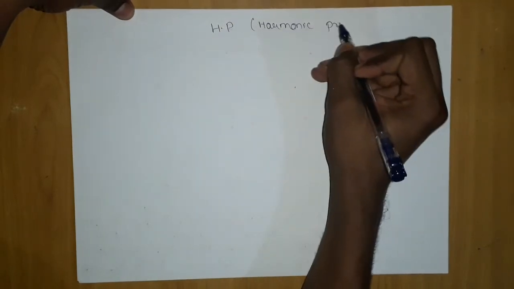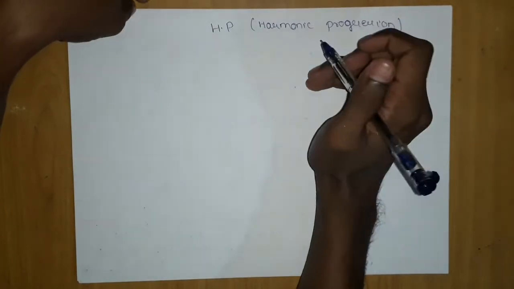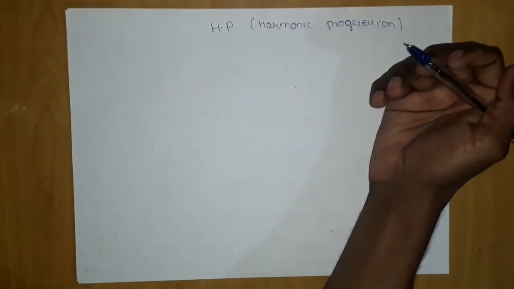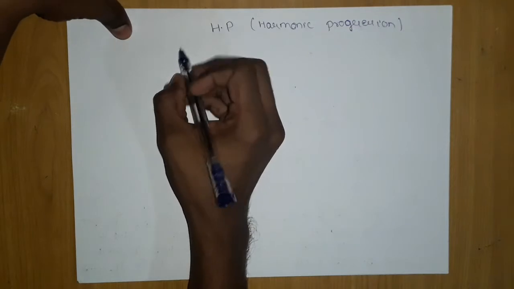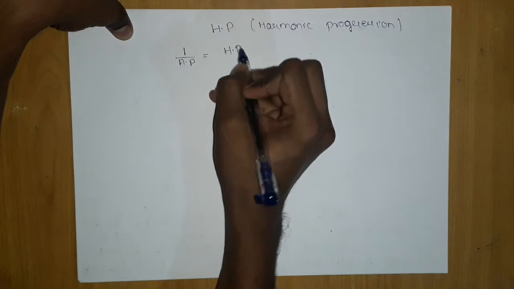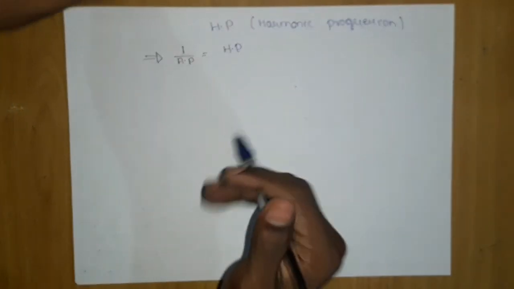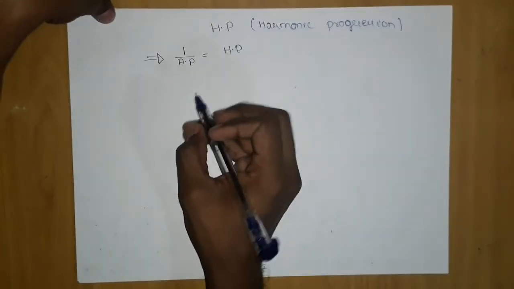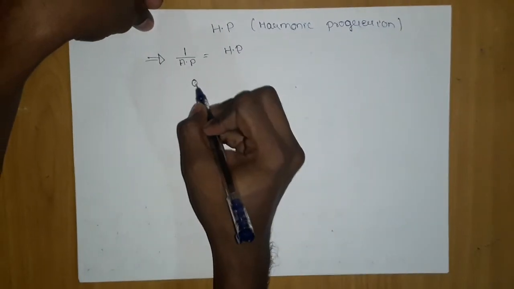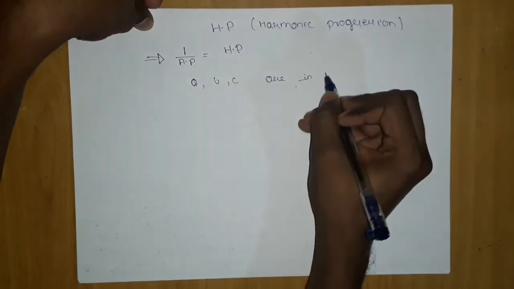Harmonic progression. Now there is nothing to teach in HP, other than one thing: the reverse of an AP, arithmetic progression, is equal to an HP. If you know this basic fact, then your job is done. We will just do some basic things which I think you will need, and then we will move on to questions.